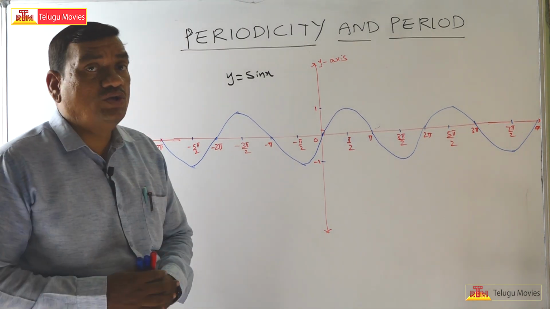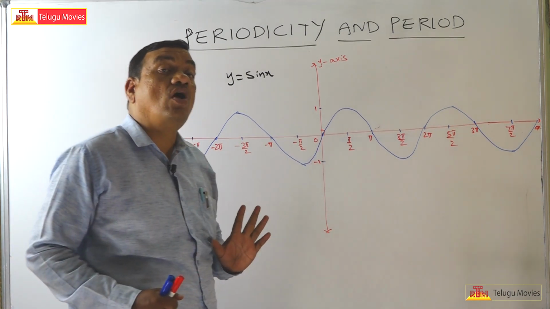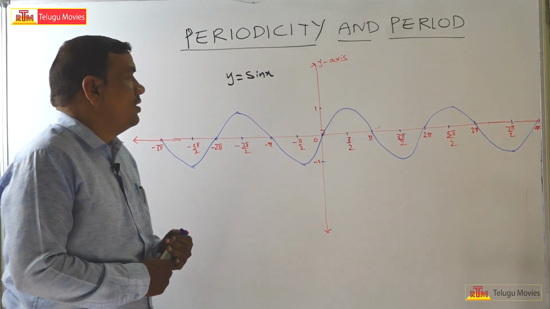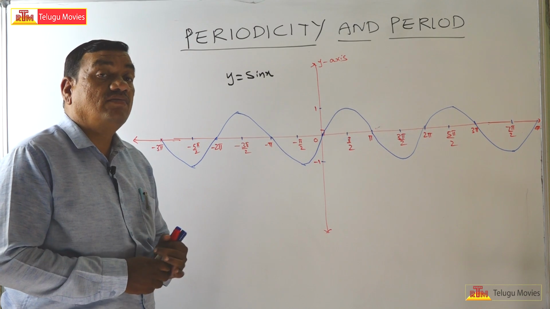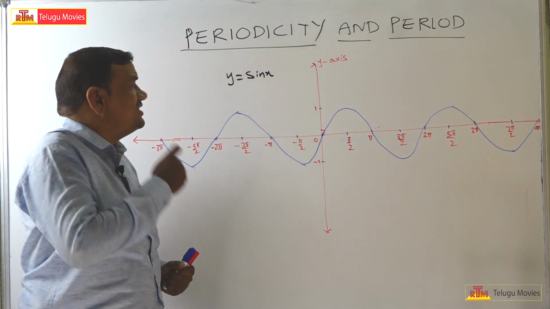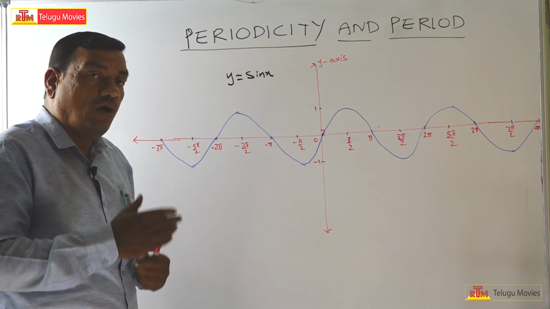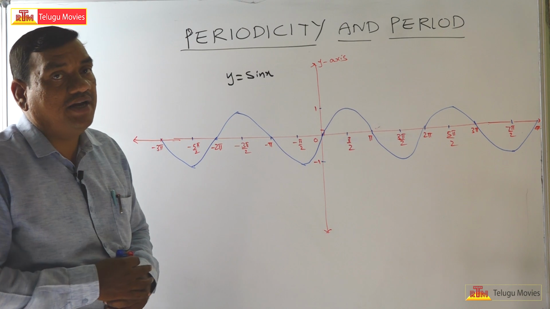And the next conclusion is that it is symmetric with respect to the origin. After that, one very important topic that we have is whether this function has any periodic nature. What is meant by periodic nature?